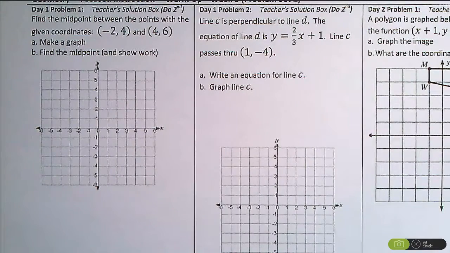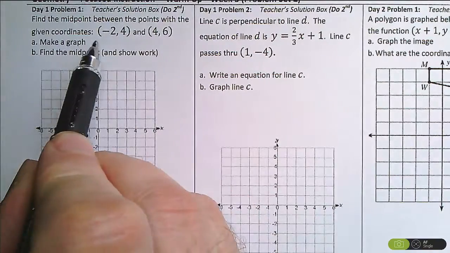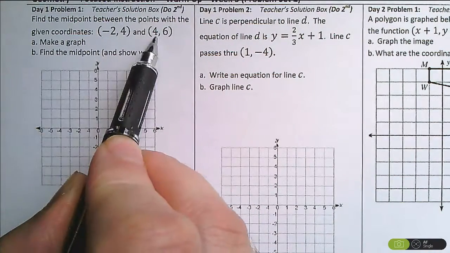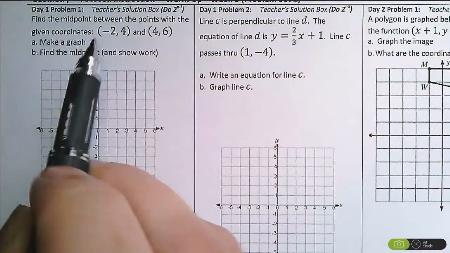Here's the solution for day one, problem one. Find the midpoint between the points with these coordinates. Make a graph and then find the midpoint.